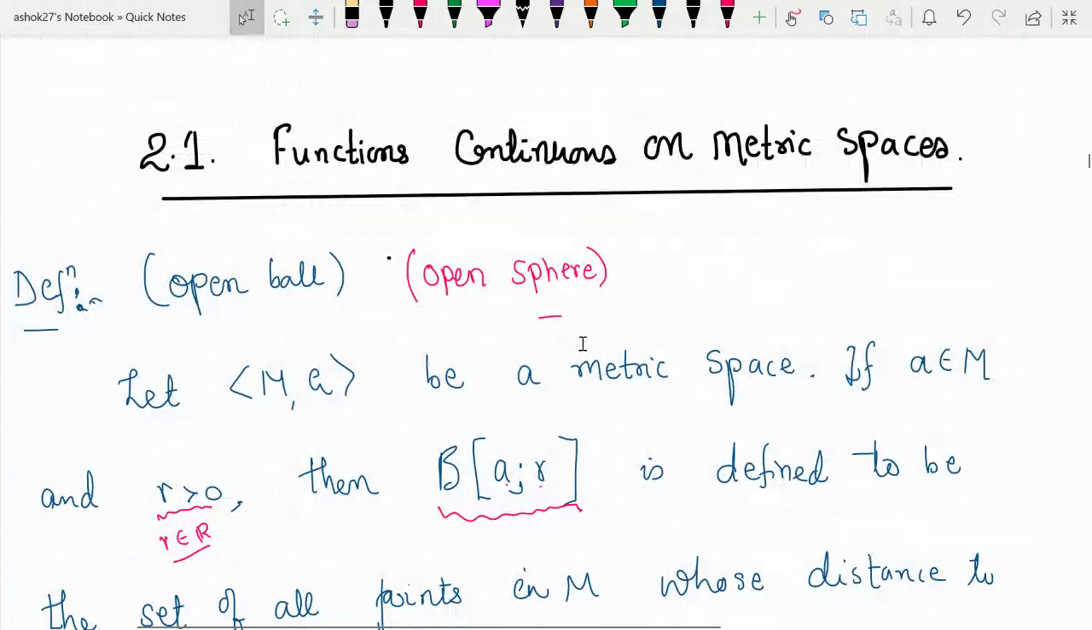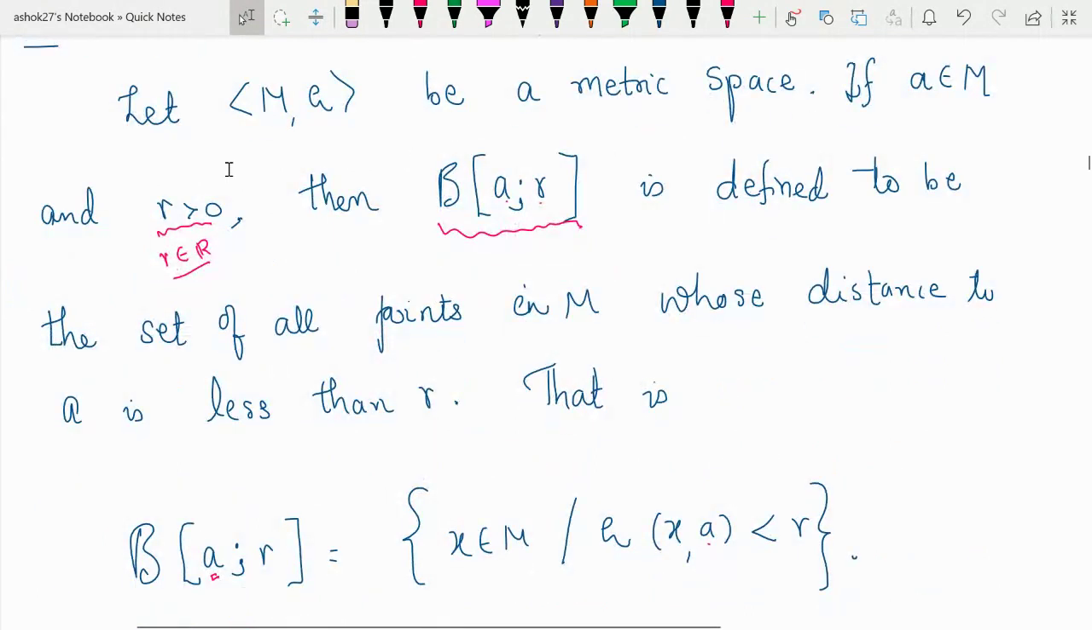So functions continuous on matrix spaces. In that, first we define open ball. It is also called open sphere. So just revise what we have seen in the last lecture. First of all, we have seen the definition of open ball. So what is the definition of open ball? Let's suppose M, rho be a matrix space, and if A is any element of capital M and R is any positive real number, then B(A, R), the open ball about A with radius R, is defined to be the set of all points in M whose distance to A is less than R.